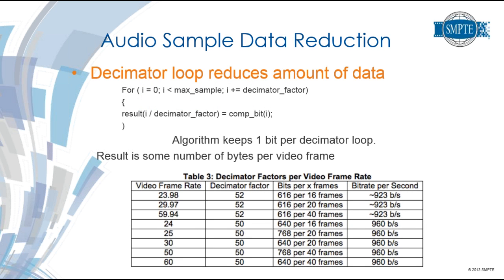We then apply them to a little decimator loop. The decimator loop uses a factor from a table based on the video frame rate to reduce the data rate to somewhere around 900 bits per second. This is simply a simplification to reduce the data to a point where we can transport it and it's nice and small, but at the same time, it retains both the ability to get correlated and locked up quickly, and it gets us to around a millisecond of resolution.